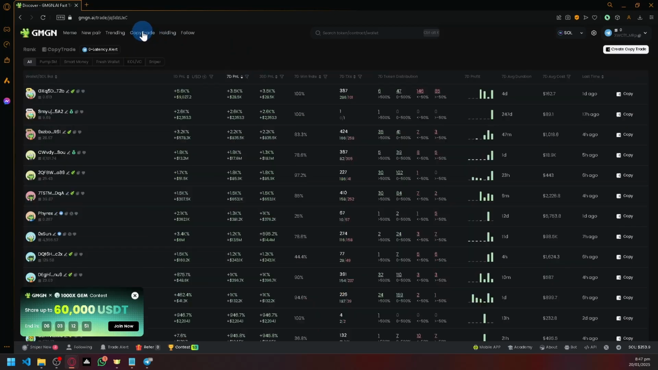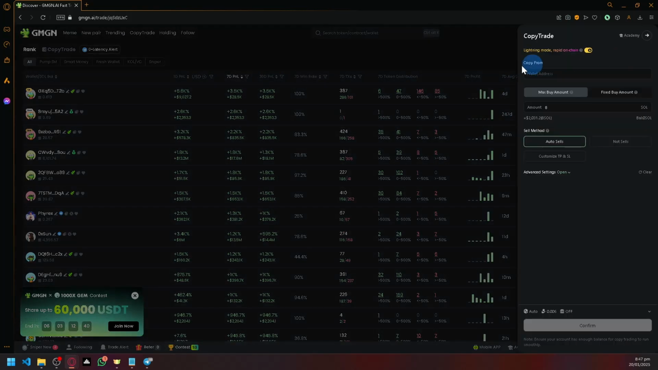In the copy trade, we could see here different wallets that you could check from, and you could copy any of these wallets that you're choosing. You could click on create copy trade over here.